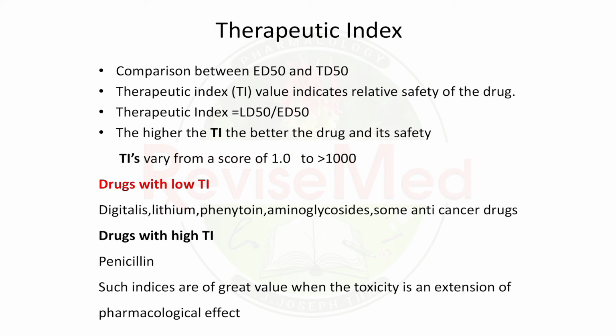Examples of drugs with a low therapeutic index are digitalis, lithium, phenytoin, aminoglycosides, and some anti-cancer drugs. Among drugs with a high therapeutic index, penicillin is one. Such therapeutic indices are of great value when toxicity is an extension of pharmacological effect.